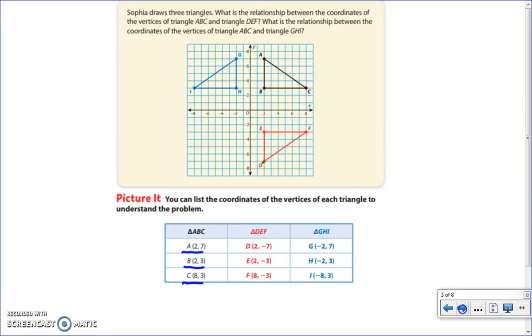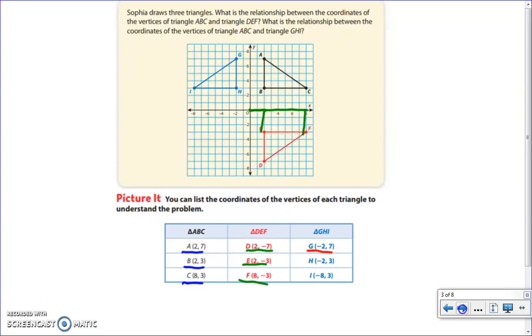Coordinate D is way down here. So we are still going to the right in the positive direction 2 and down 7. So 2, negative 7. We have E at 2, negative 3. We have F at 8, negative 3. That's the second triangle.